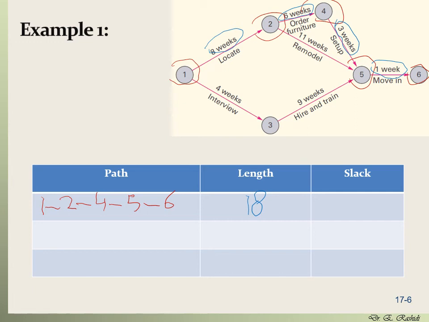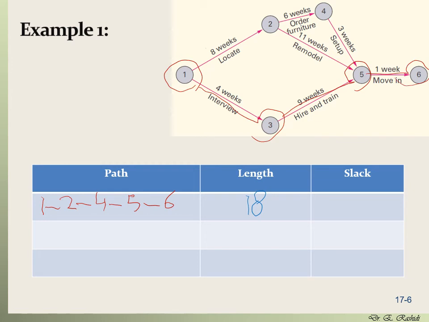All right, let's go to the next path. So the next path, I'm going to clear this up. From node 1, we go to node 3. So that's going to the interview, and then we go to node 5, and then we go to node 6. So that's 1 to 3, 3 to 5, 5 to 6. Now, what is the length of this path? 4 plus 9, that's 13, plus 1, that's 14. So that's 14.